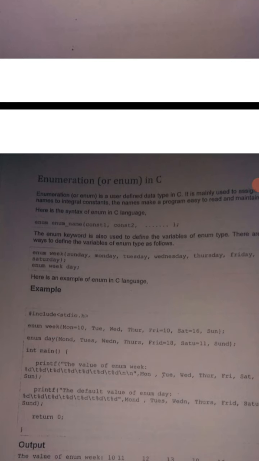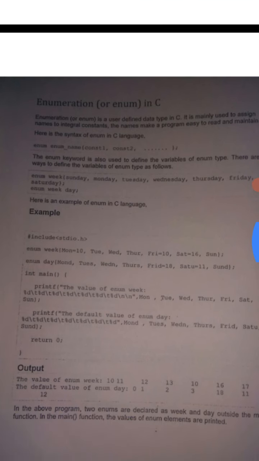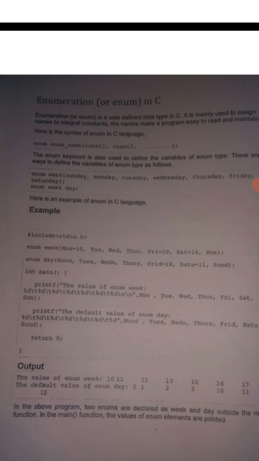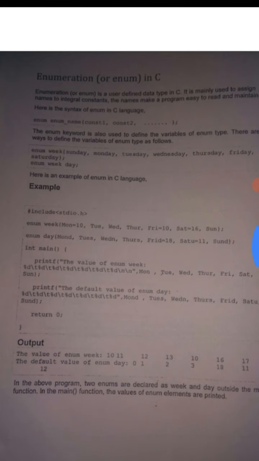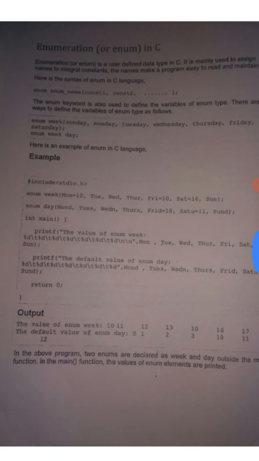Then the next data type is enumeration or enum in C. Enumeration or enum is a user-defined data type in C. It is mainly used to assign names to integer constants. The names make a program easy to read and maintain. Here is the syntax of enum in C language.